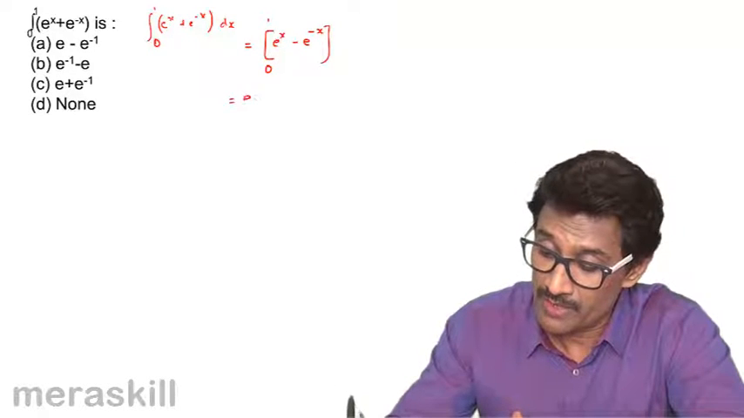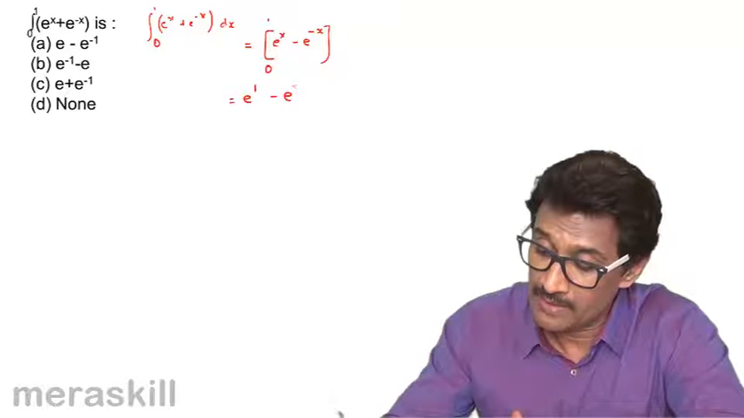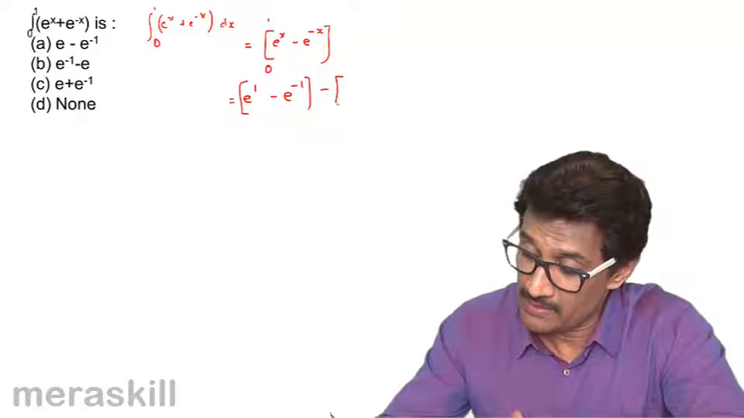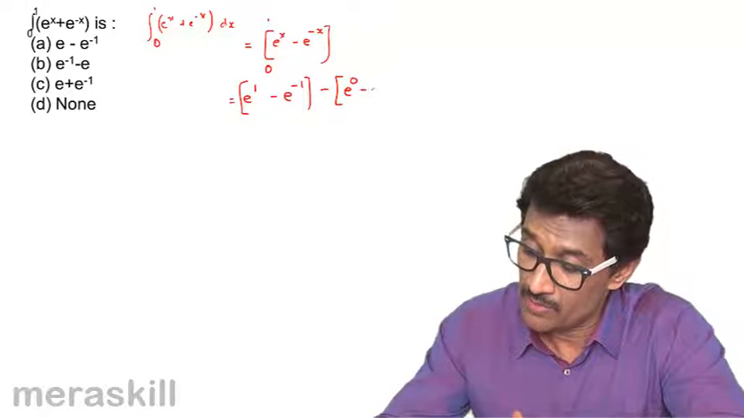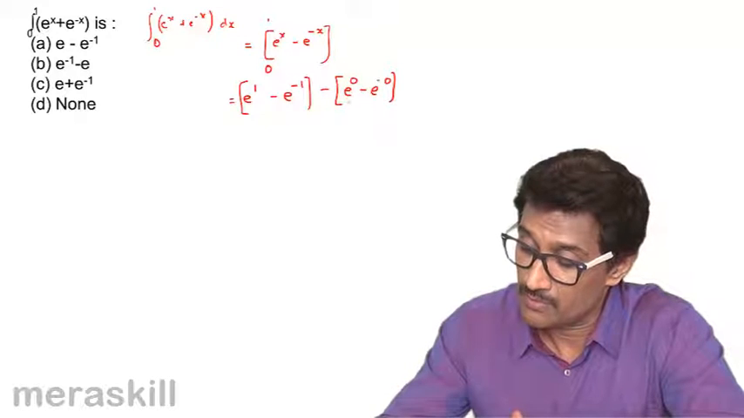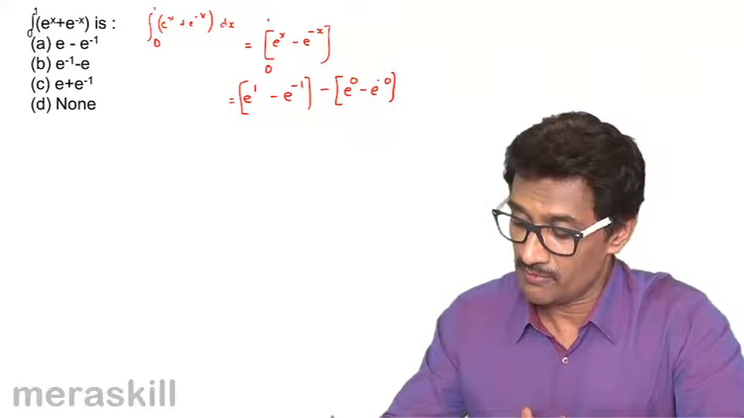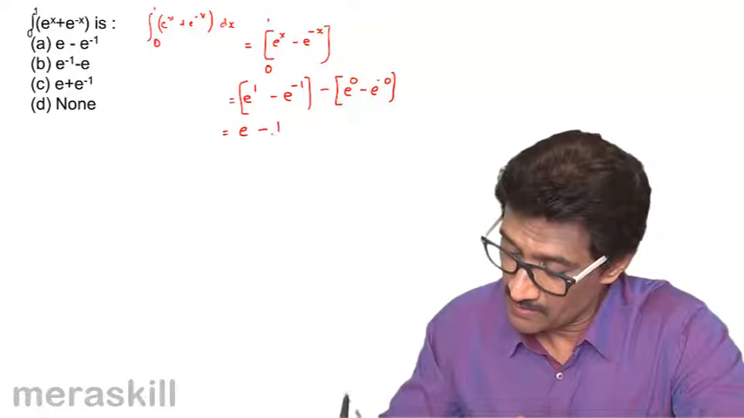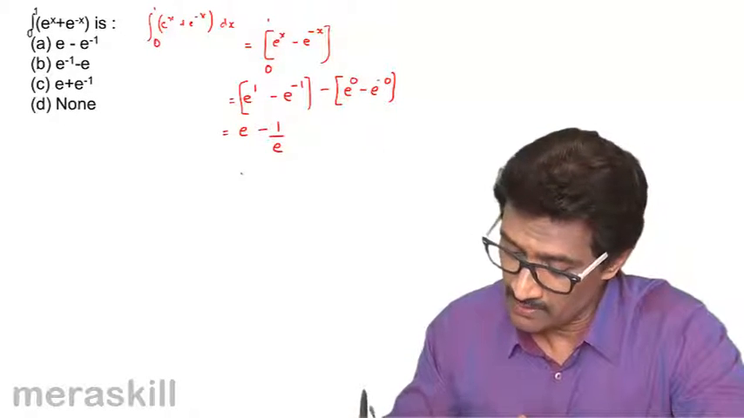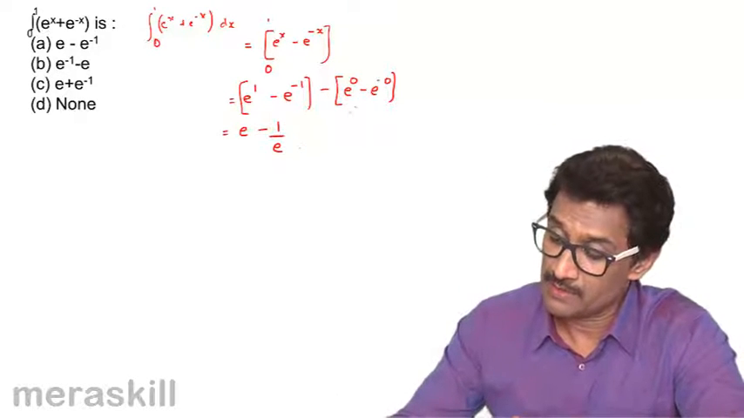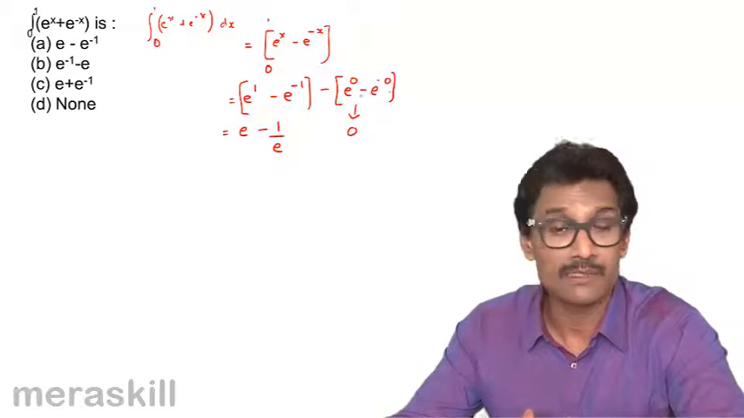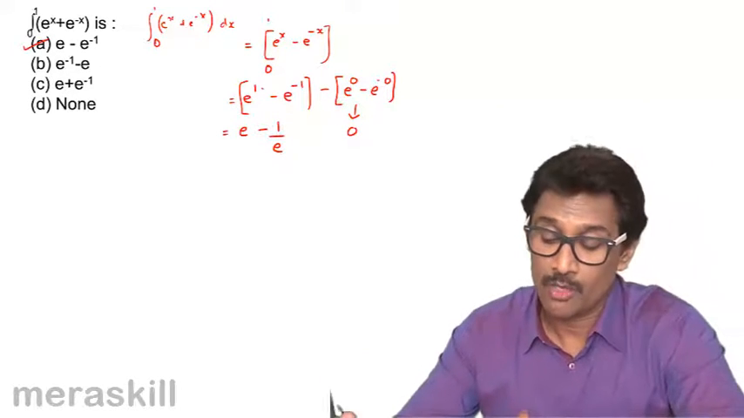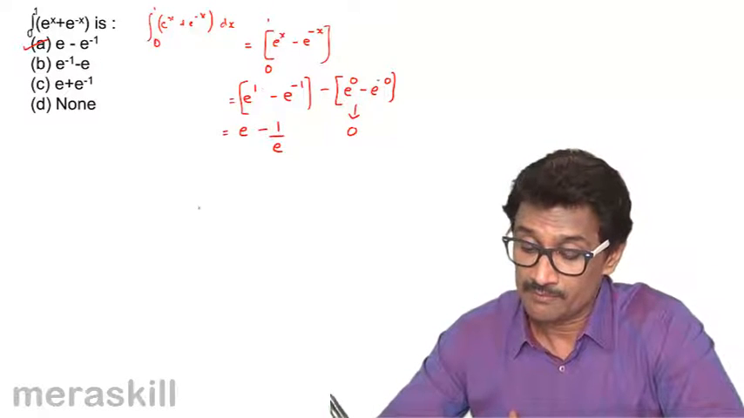So it's going to be e raised to 1 minus e raised to minus 1, minus e raised to 0 minus e raised to minus 0, which is going to be 1 minus 1, 0. This part is going to become 0 because it's 1 minus 1, which is 0. So it's e raised to 1 minus e raised to minus 1. Option number A.